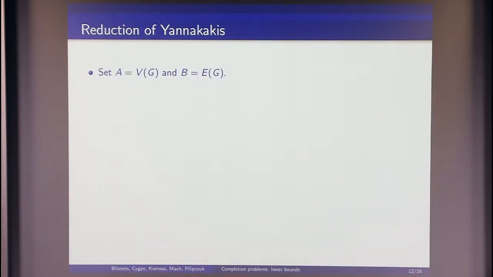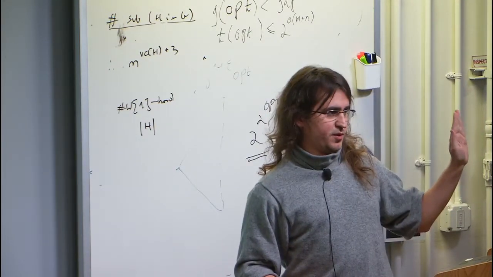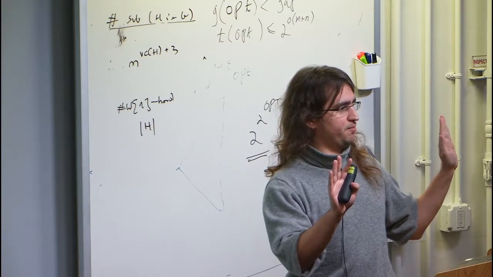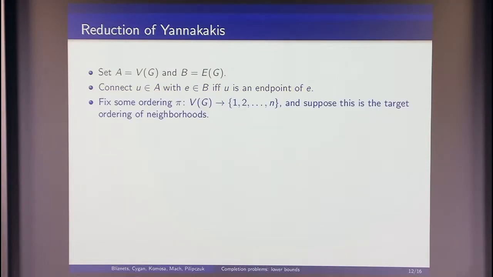Okay, so let's look at the reduction of Yannakakis. I get a graph that is an instance of OLA, optimum linear arrangement. One of the sides will be the vertices of the graph, and the second side will be the edges of the graph. And the adjacency is natural. Whenever I have an edge, I just connect it to the two vertices that are incident to this edge. So in other words, I take the graph, I subdivide every edge, and I put the subdivision vertices on one side and the original vertices on the second side. And this is the whole reduction.